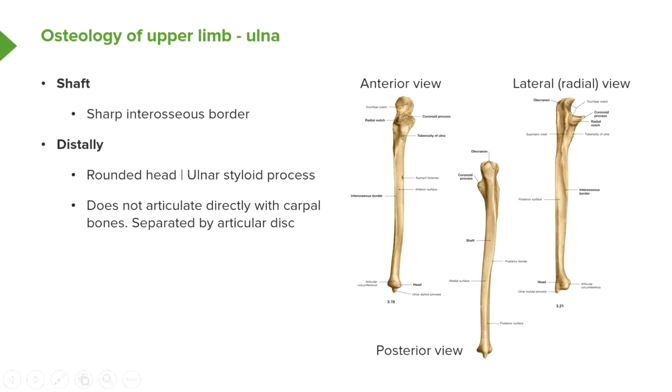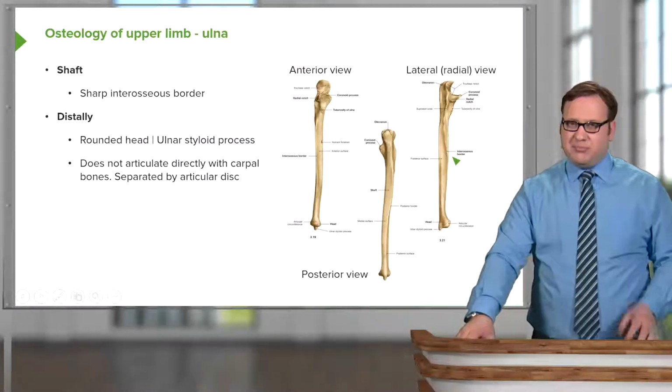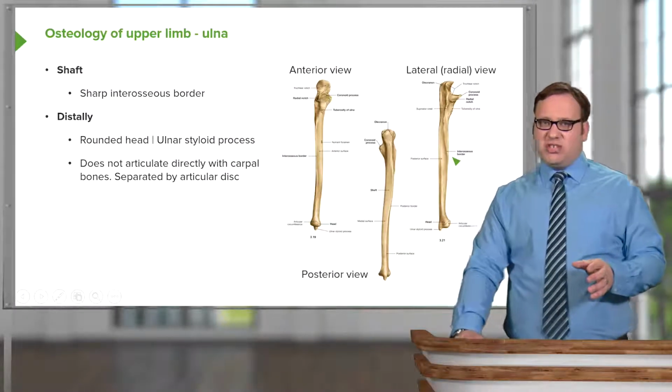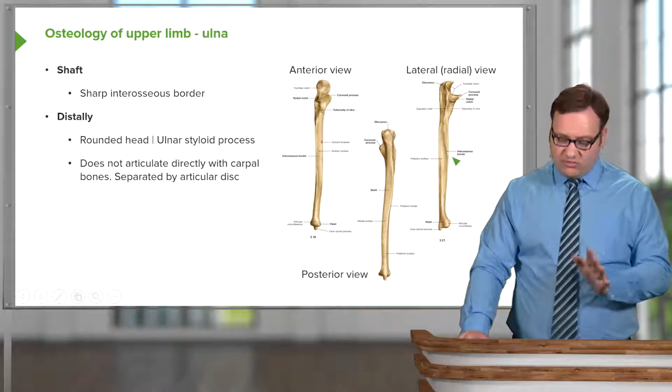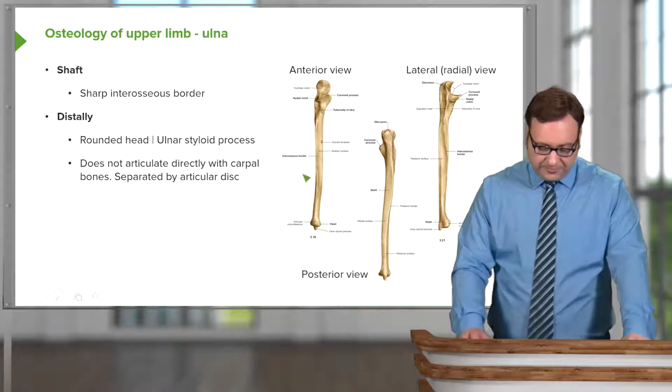If we look at the shaft of the ulna, then there's not a great deal to really mention, just that it has a sharp interosseous border. So here we've got the anterior view, we've got this anterior surface running down here, and we can see we've got this sharp interosseous border. We can see it quite prominently here on this lateral view. The interosseous border is important because it allows the interosseous membrane to run between the radius and the ulna.